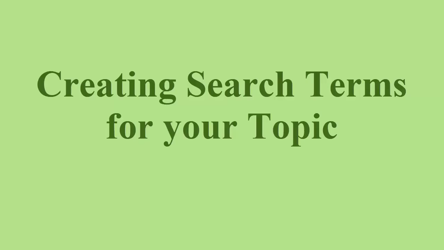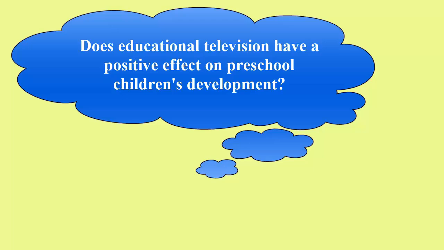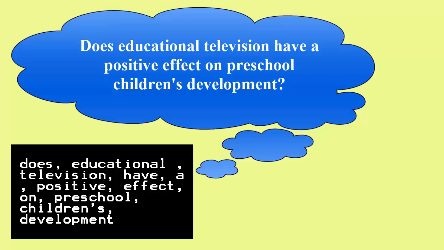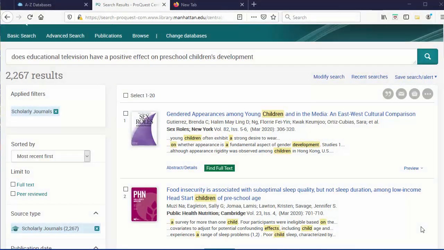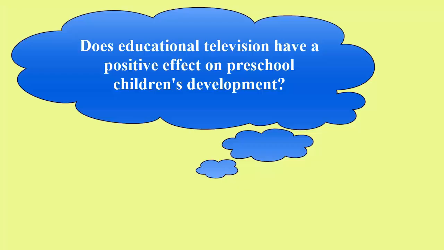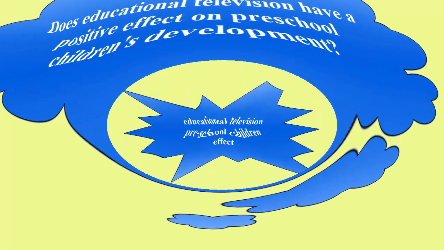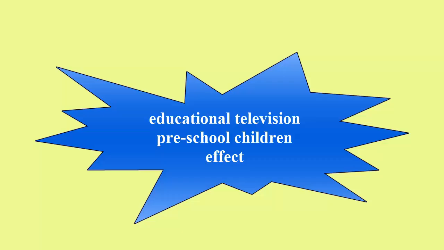Instead of putting in full sentences or questions, you need to boil down your topic to just the keywords in it. If I want to know if educational television has a positive effect on preschool children's development, I can't type that in as a question because the search engine will look for effect, it will look for positive, it will look for other words in my question that are going to appear in plenty of articles that aren't actually going to be useful to me. So instead, I have to reduce my question down to just the key terms and brainstorm from there.